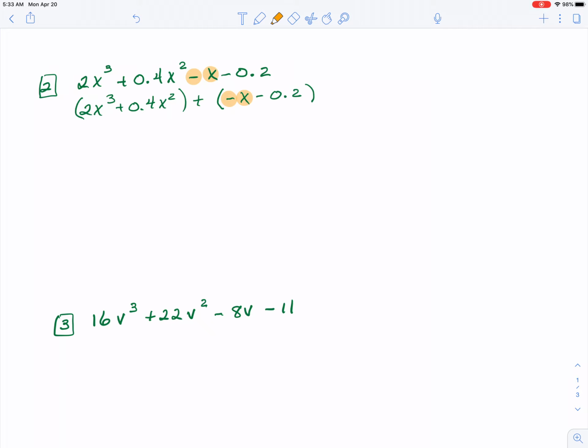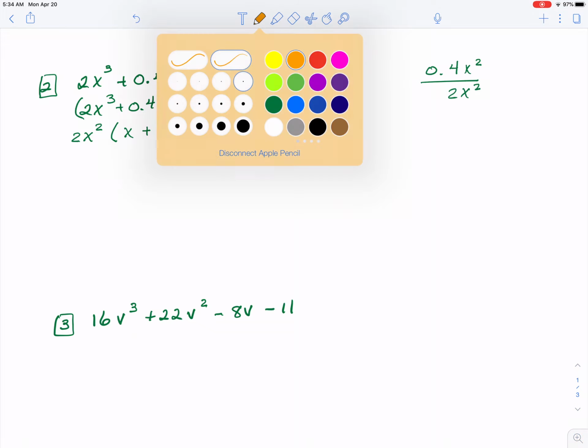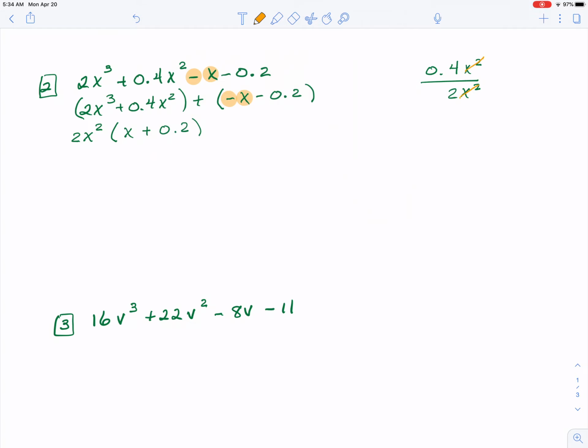All right, so looking at the first pair, I see a common 2x squared, which leaves x plus 0.2, I think. Let me think about that for a second. I'd take 0.4x squared and divide it by 2x squared. Of course, these x squareds are going to cancel out. And then 2 divided into 0.4 gives me 0.2. So that looks good.